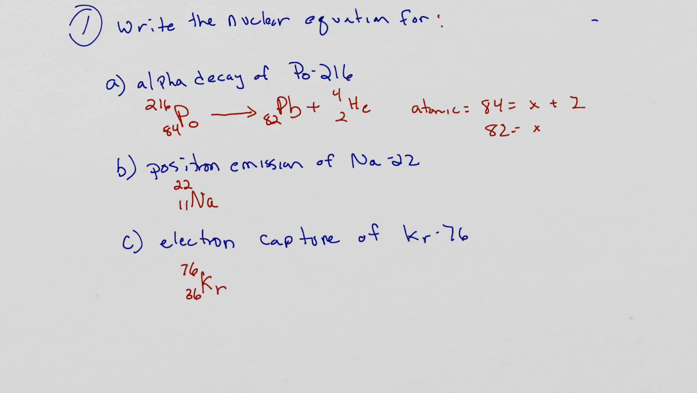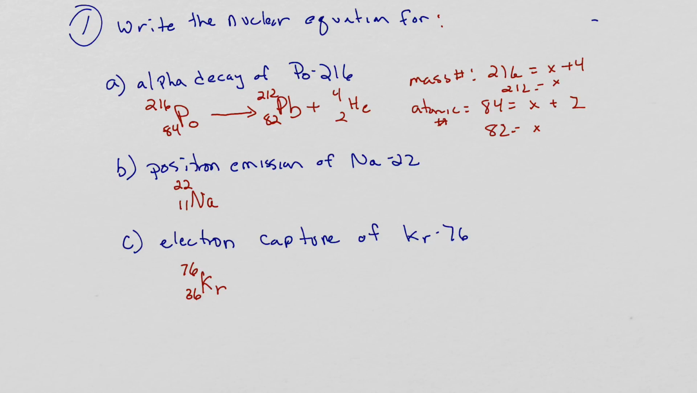And of course, this particular isotope of lead will have to have a mass number where we have 216 equals x plus 4, or x equals 212. So tops add up, bottoms add up. That's my balanced nuclear equation. So that's the basic idea.